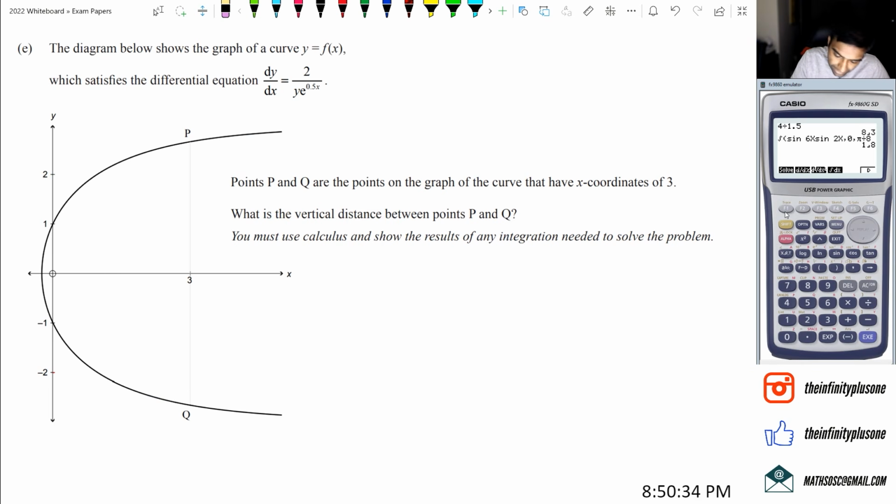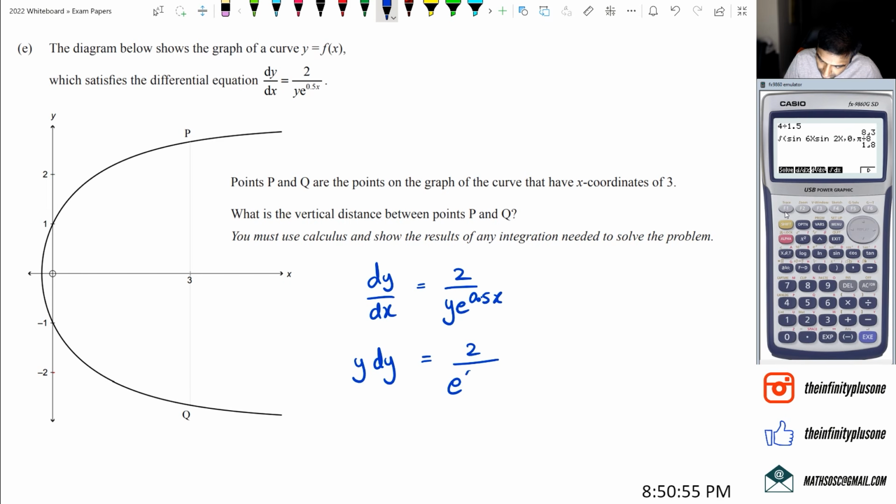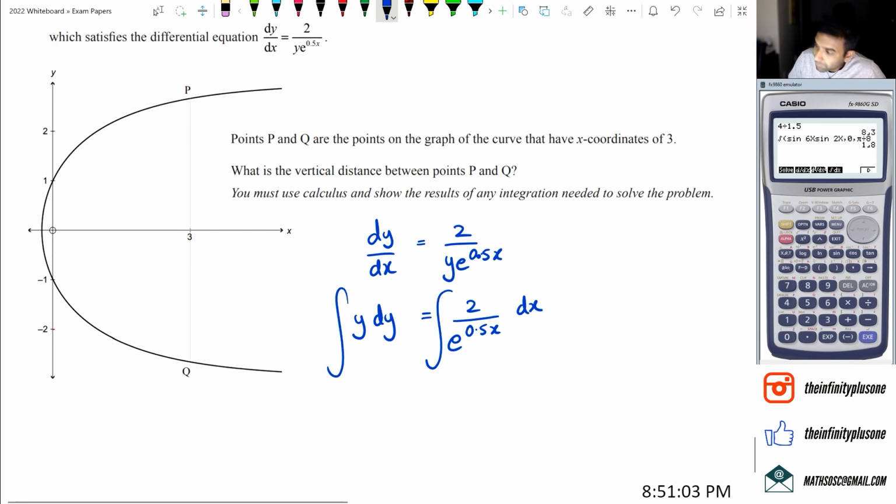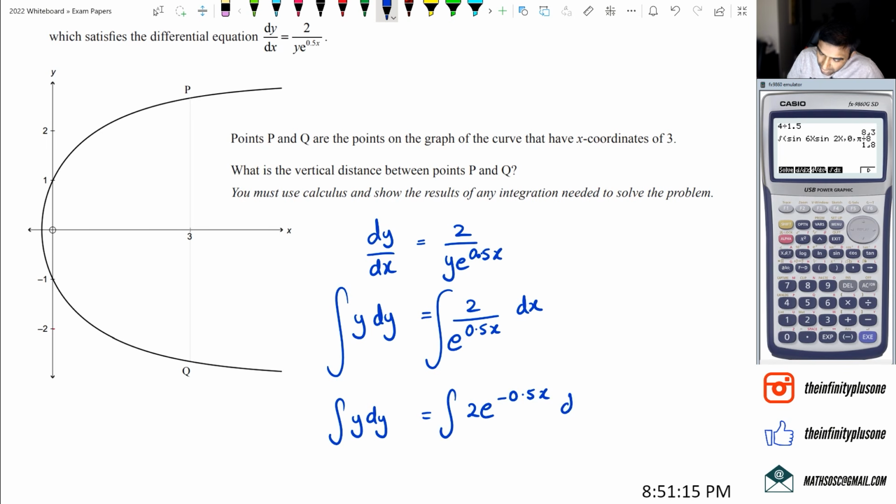Okay, so we do have a differential equation for this particular question here. So I'm going to bring all the elements that I want and the ones that I don't want on one side. In other words, I'm going to cross multiply, and this is going to end up looking like y dy equals 2 over e to the 0.5x dx. Now I need to integrate both of these sides. A good help is bringing that e to the power of 0.5x to the numerator. So I'm going to get y dy is equal to the integral of 2e to the negative 0.5x dx.